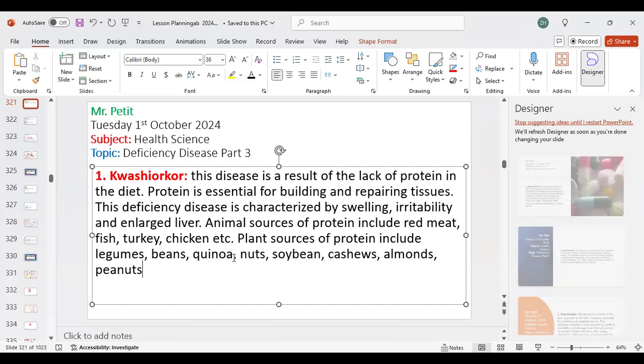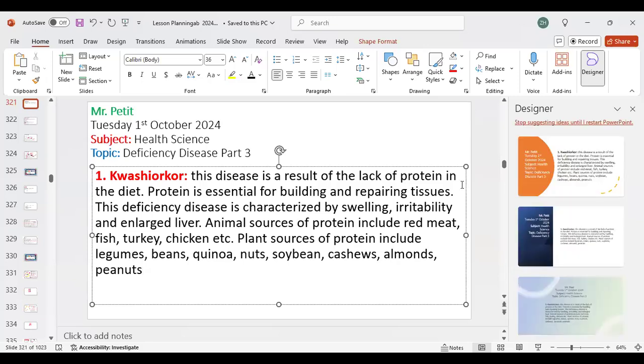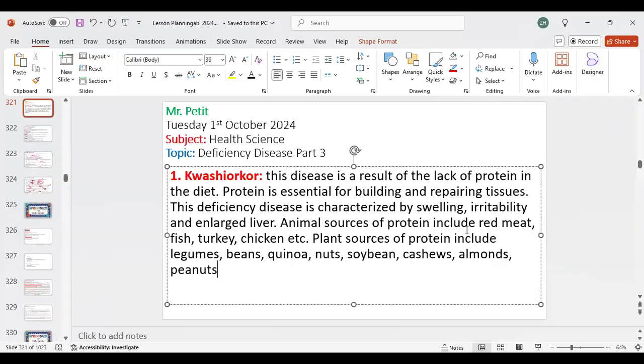Mr. Petit, the nuts, soybean, cashew, almond and peanuts are part of legumes. They're not legumes. Legumes are more specific. But soybean is. Tofu is made from soybean. Tofu, chickpea, etc. All right, so those are plant sources of protein.